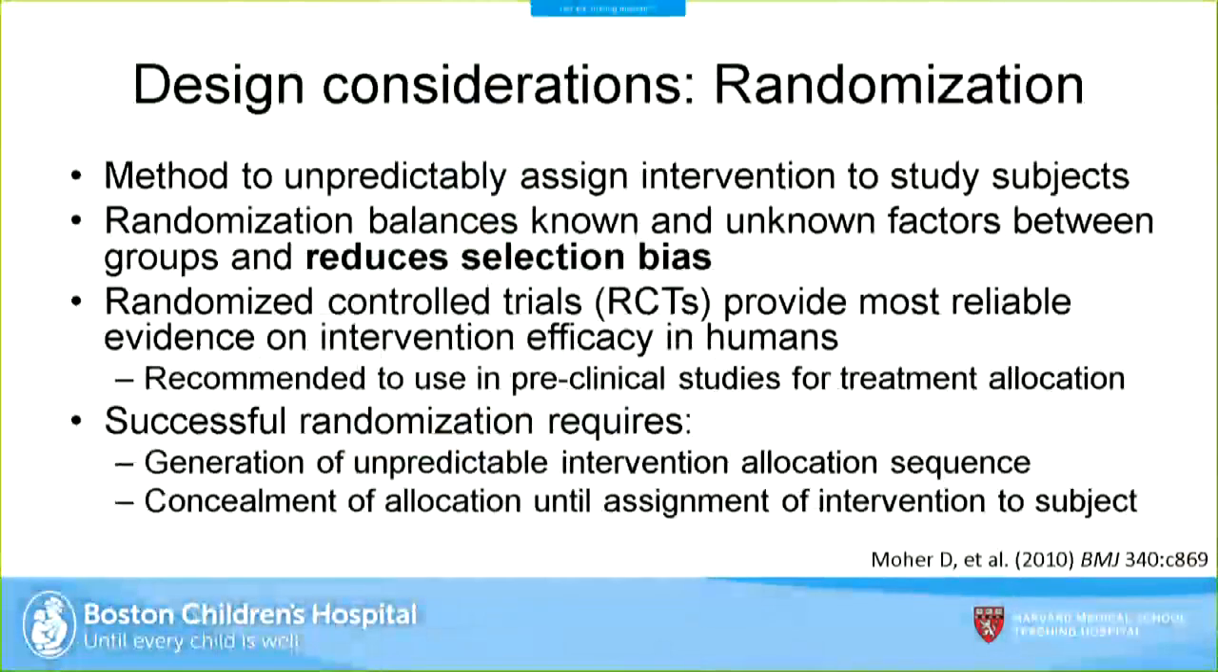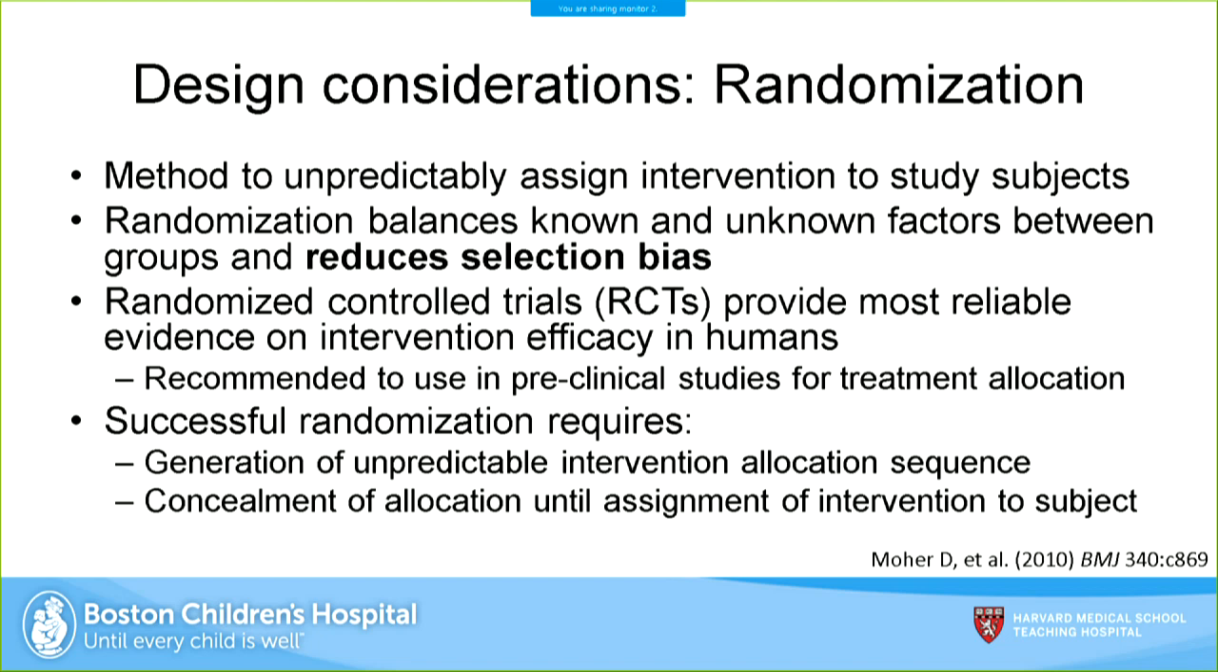So another consideration you may want to think about is randomization when you are trying to compare a certain intervention or treatment between two or more groups. So basically randomization is a method to unpredictably assign the intervention to the study subjects. And the real benefit of randomization is that it's able to balance both known and unknown characteristics of your subjects between the different treatment groups.